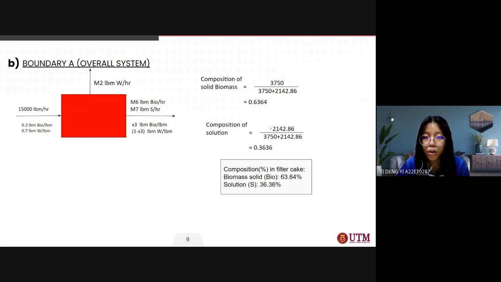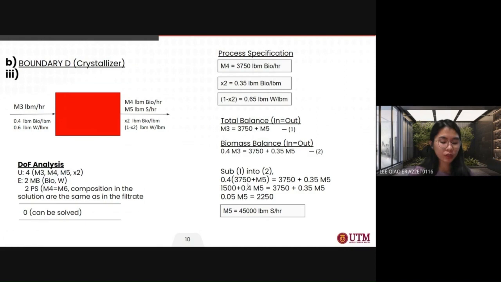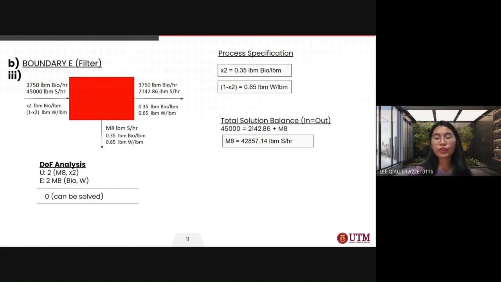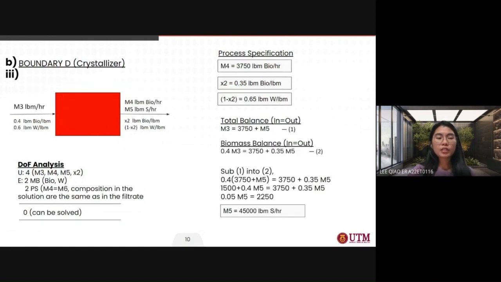Then we need to convert these two values into percentages. Finally, we get the composition in the filter cake of biomass solid as 63.64%, and for the solution 36.36%. Now we are going to talk about part B3. At B3, we need to find the flow rate of the recycle filtrate. However, for this part, we cannot use boundary E, the filter unit, directly. Instead, we need to use boundary B first, which is the crystallizer.